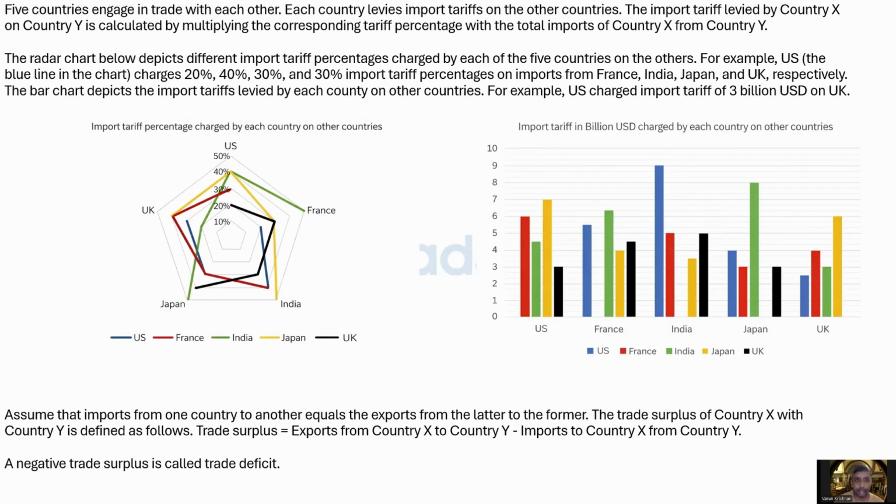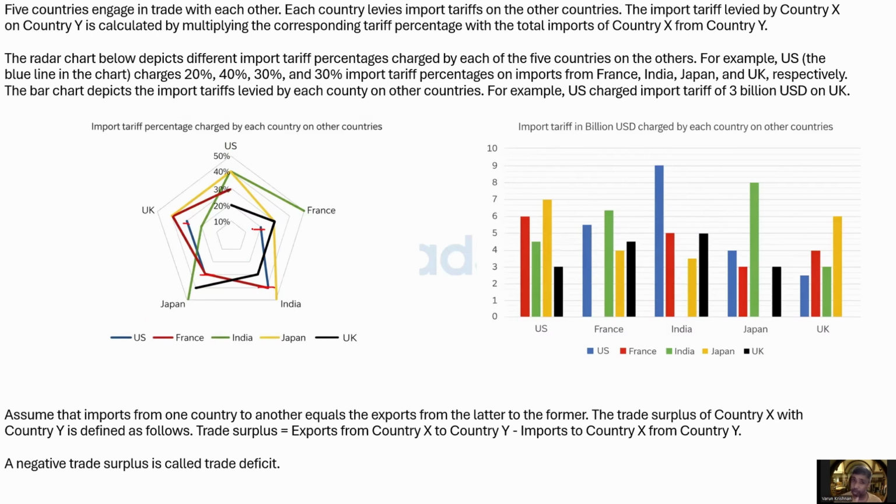If this is clear, then this set starts making a lot more sense, because the first graph tells us how much percentage each of these five countries is levying on the others. So the US, for example, which is denoted by the blue line, is levying a total of 30% import tariffs on the UK, then again 30% on Japan, then on India it is levying a total of 40%, and on France a total of 20%. So like that, this graph has to be read.